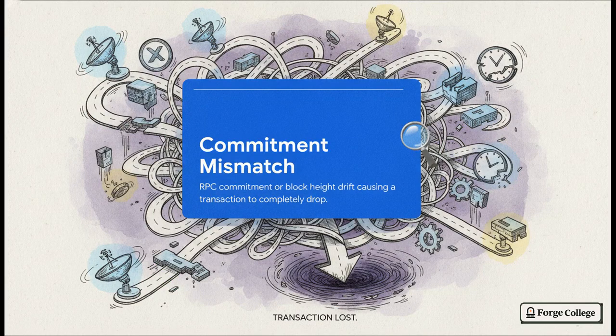Next up, we have timeouts, which we also sometimes call commitment mismatches. A timeout is basically your transaction's GPS entirely malfunctioning, so it just gets lost in network traffic. Technically speaking, this happens when RPC commitment, or block height drift, causes a transaction to just drop off the map before validators can process and verify it.